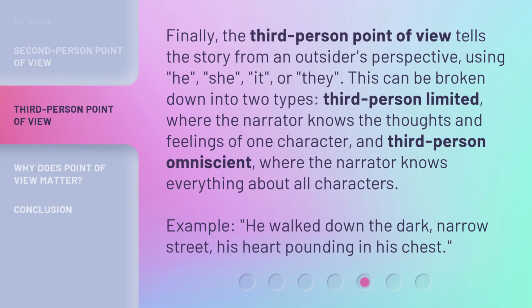Finally, the third-person point of view tells the story from an outsider's perspective, using he, she, it, or they. This can be broken down into two types: third-person limited, where the narrator knows the thoughts and feelings of one character, and third-person omniscient, where the narrator knows everything about all characters. Example: he walked down the dark, narrow street, his heart pounding in his chest.